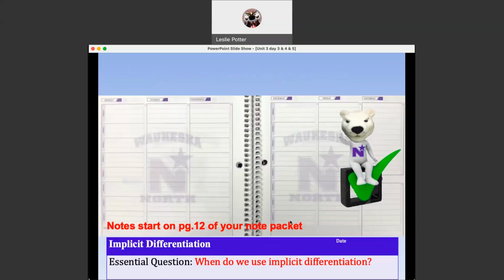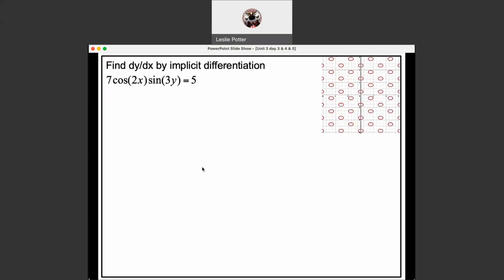Okay, so the notes start on page 12 of your note packet. And we're still working with this essential question, when do we use implicit differentiation? And we're going to look at a more complicated example now. So it says find the derivative by implicit differentiation. 7 cosine 2x sine 3y equals 5. So again, solving for y here would give us this complicated inverse sine sort of expression. And that would be nearly impossible to differentiate.